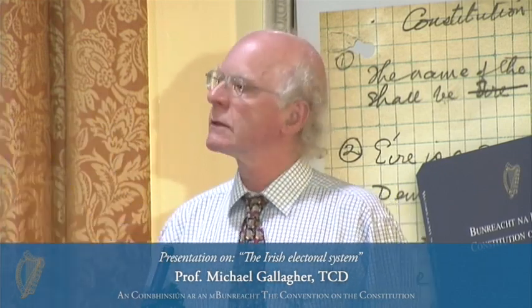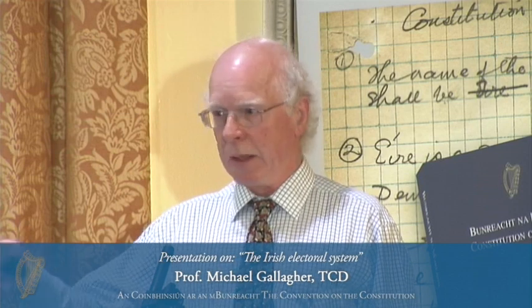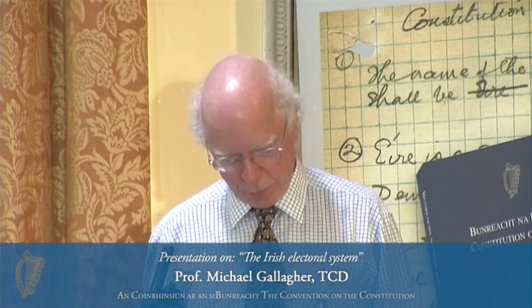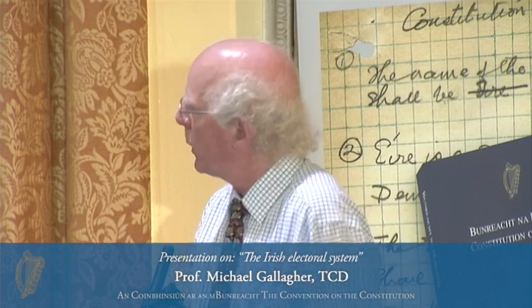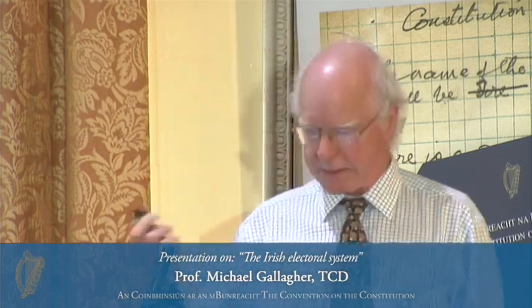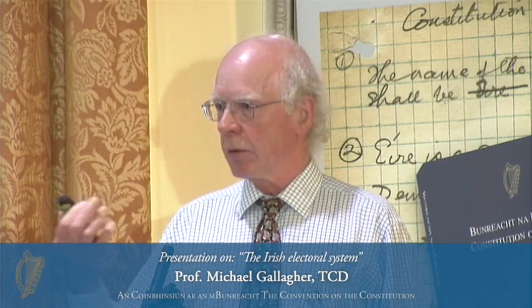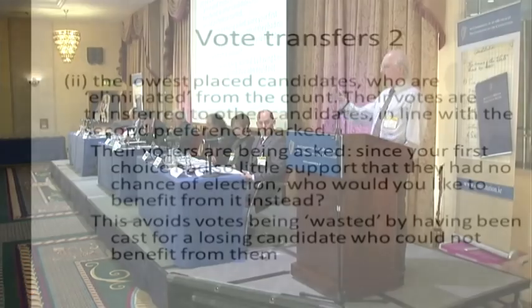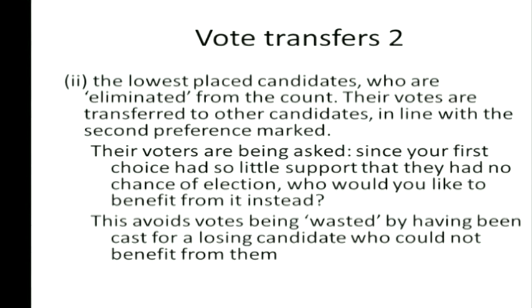So it then gets passed on to the number 2 choice, and maybe later on that number 2 candidate is eliminated, then it passes on to the number 3, and so on. So again, this avoids votes being wasted by having been cast for a losing candidate who couldn't possibly benefit from them. So as we know, under other electoral systems, particularly the British electoral system, a lot of votes are wasted.